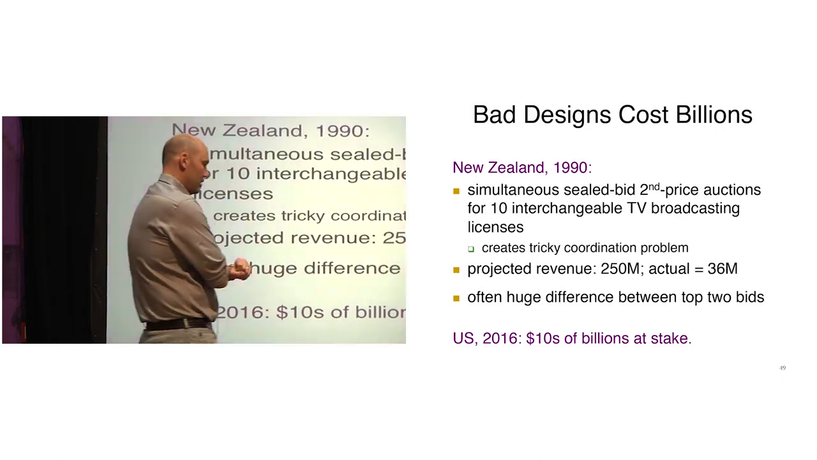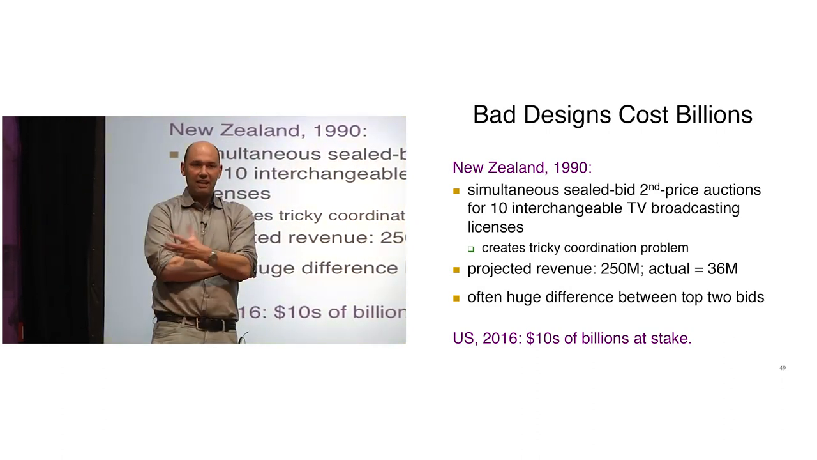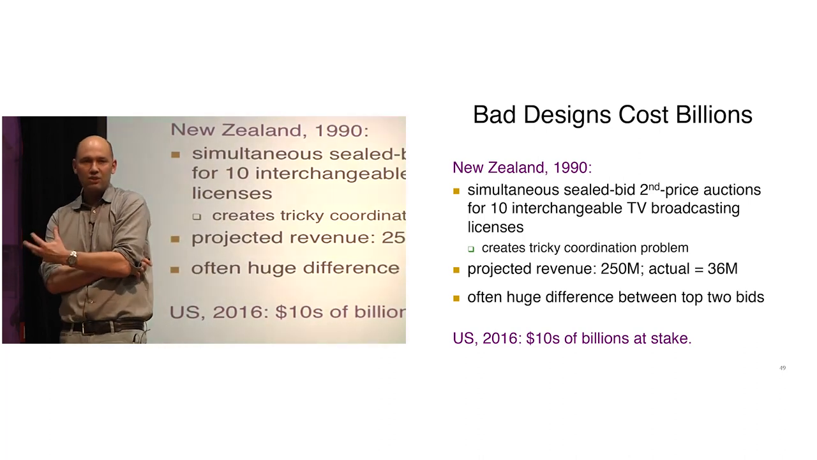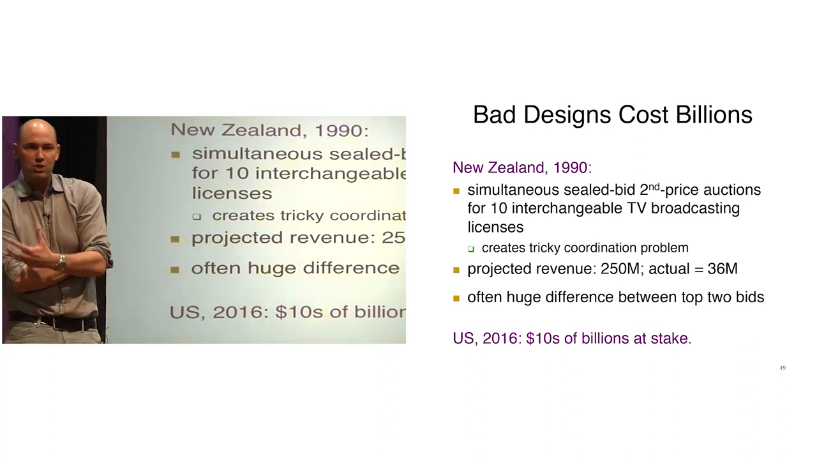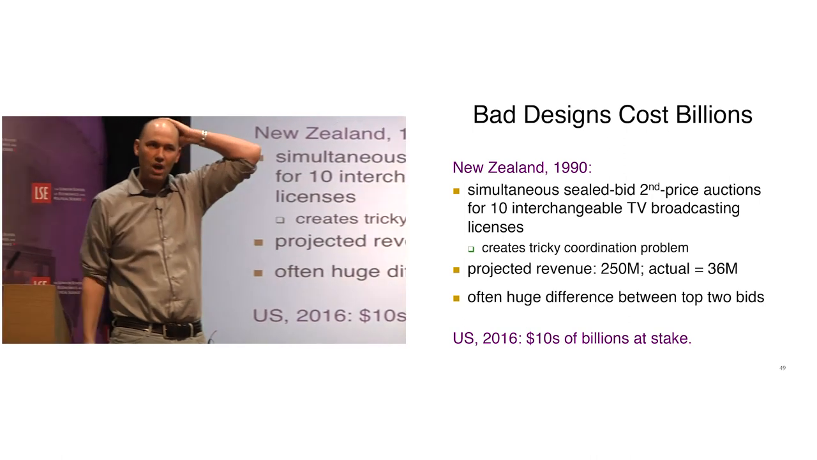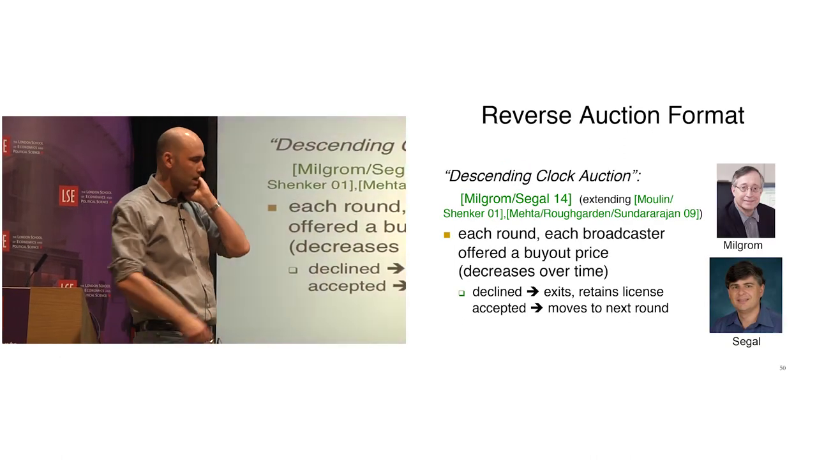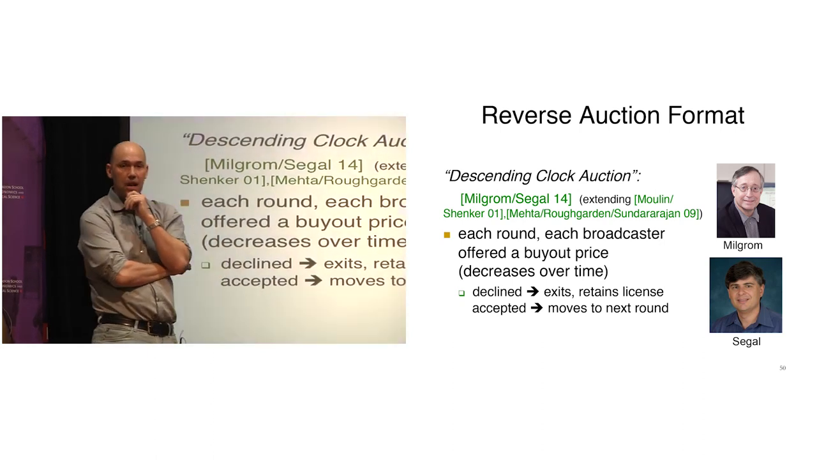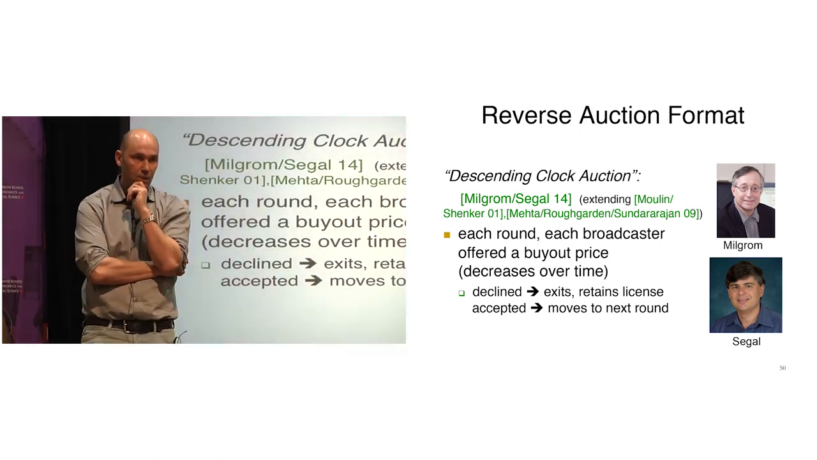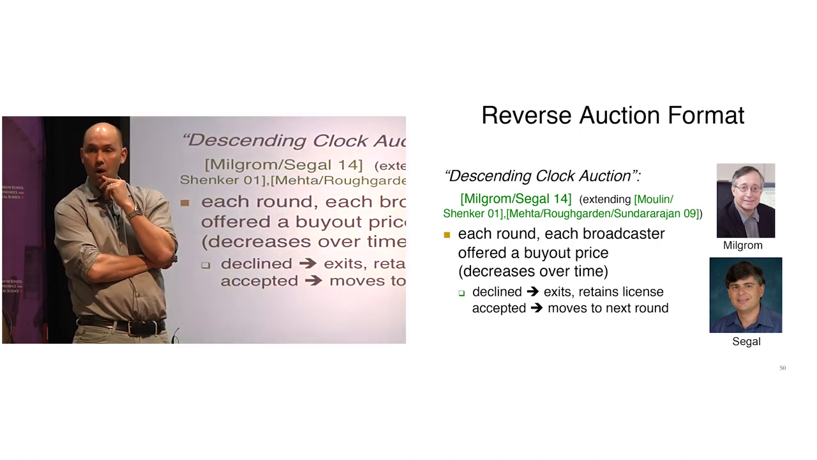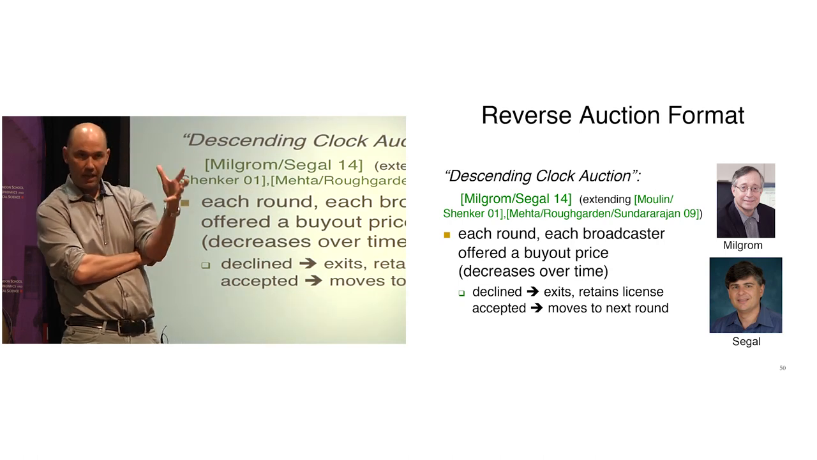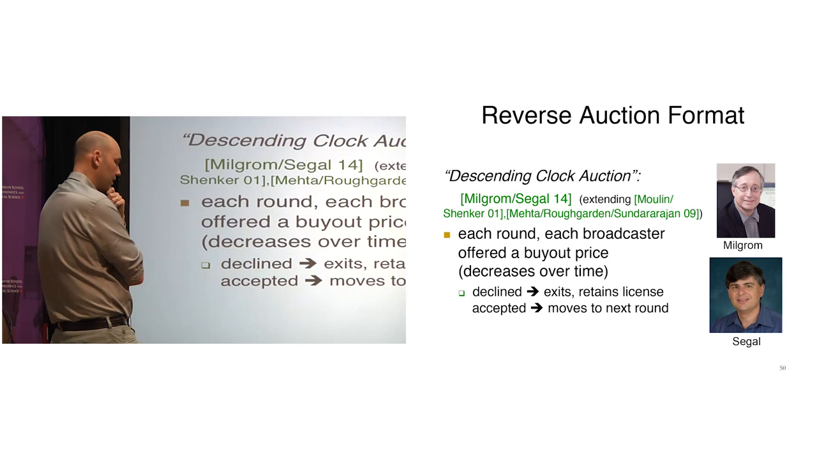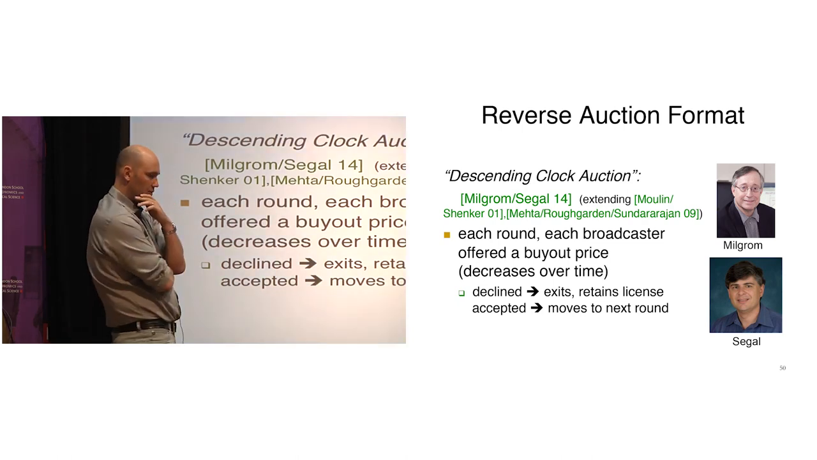Okay? So it's a stressful thing designing these spectrum auctions. So let's see what they came up with for this reverse auction, this new huge auction they had to run for the first time. So the auction format was proposed by a couple of economist colleagues of mine at Stanford, Paul Milgram and Ilya Segal, and this format can be thought of as an extension of previous formats in both the game theory and computer science literatures.